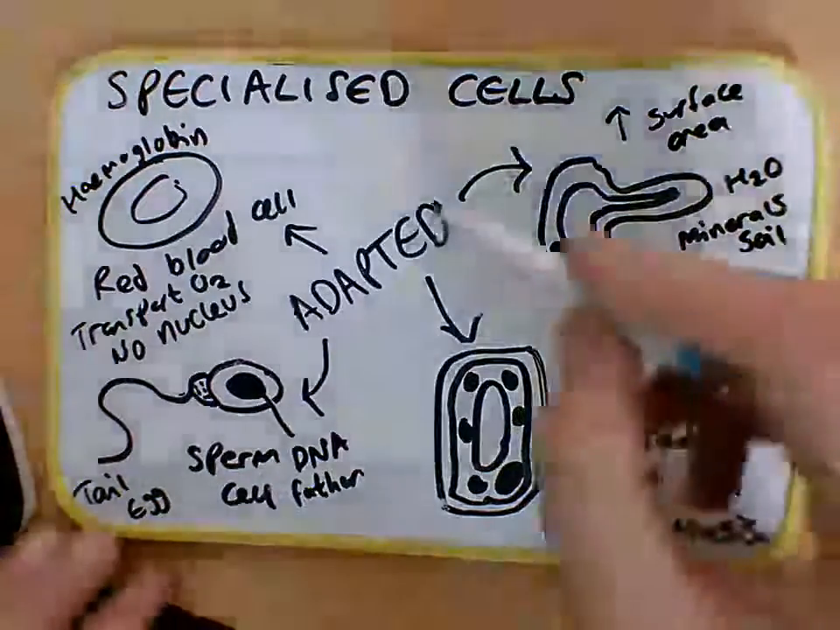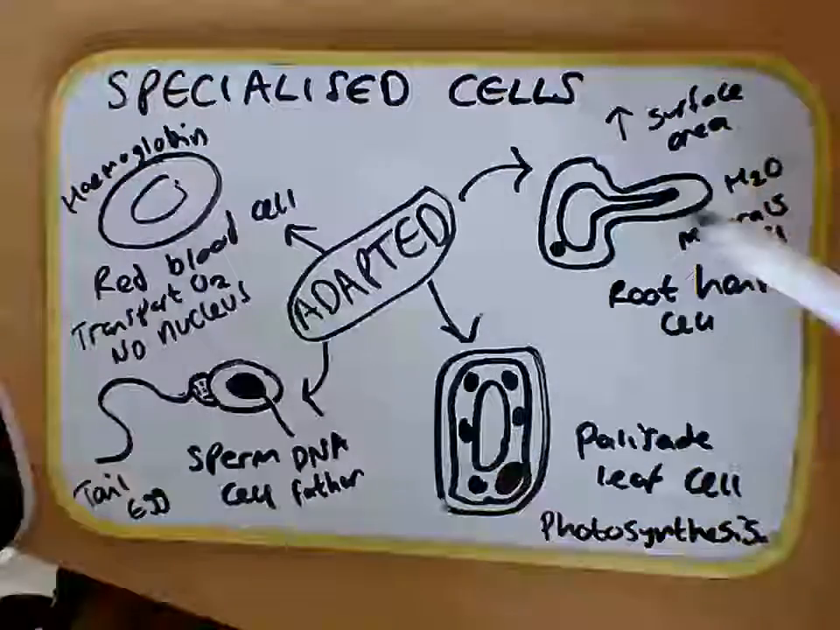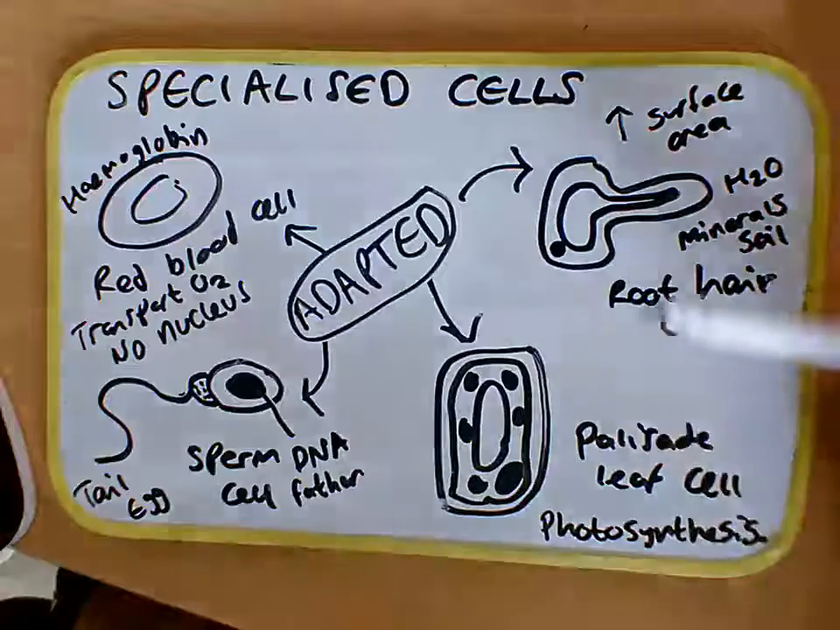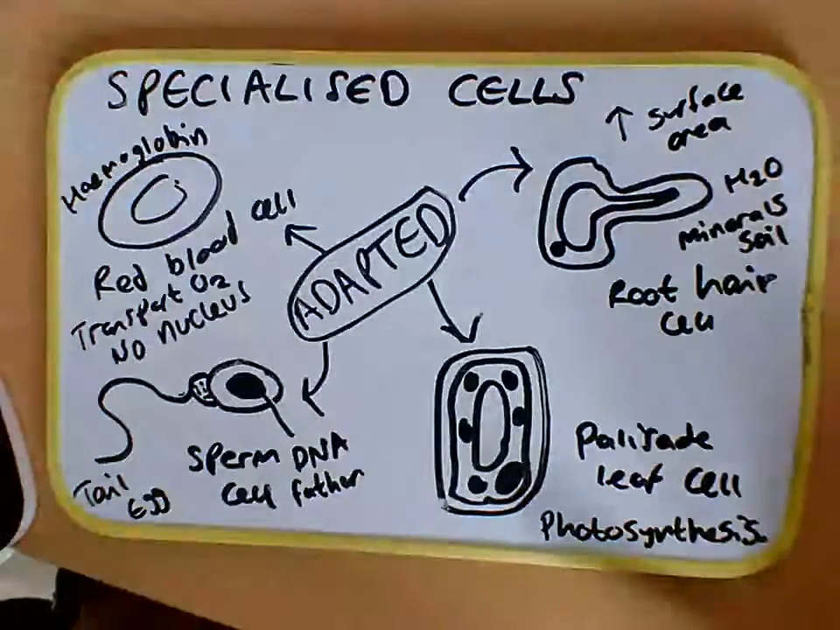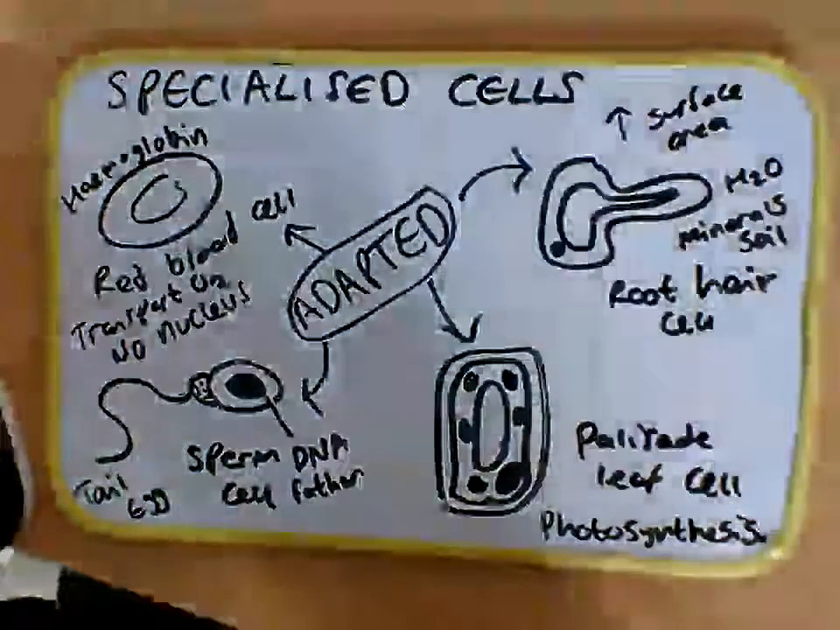So some cells can be adapted, so they become specialized to carry out certain functions in the plant, either in the leaf or underground in the roots, or in animals in the blood or in reproduction.